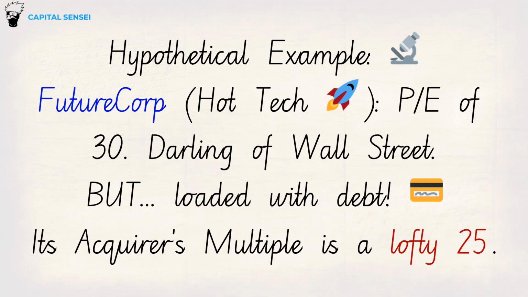Let's compare two companies, Future Corp, a hot technology company, and Rusbelt Manufacturing, a classic industrial firm. Future Corp is the darling of Wall Street. Its stock price has tripled in the last 2 years. Everyone loves the story. Its PE ratio is a bit high at 30, but analysts say its growth justifies it. But when we look under the hood, we see that Future Corp has taken on billions in debt to fund its expansion. Its enterprise value is huge. When we calculate its acquirer's multiple, it comes out to a lofty 25.